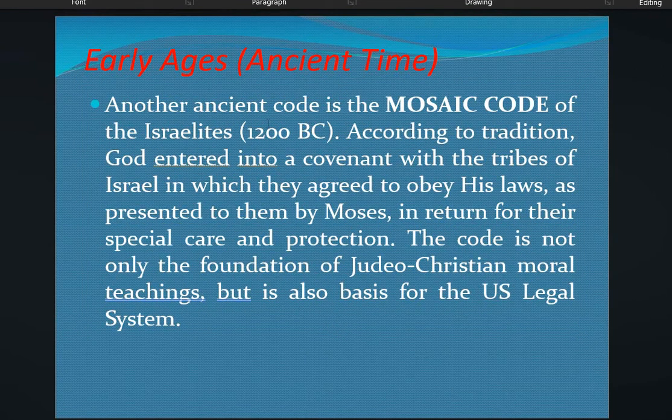Okay. So, under the Mosaic Code of the Israelites, in return for their special care and protection, the code is not only the foundation of Judeo-Christian moral teachings, but is also the basis for the U.S. legal system. So this is also under the tradition wherein, what is written in the Bible. Okay? So this is what they followed before.